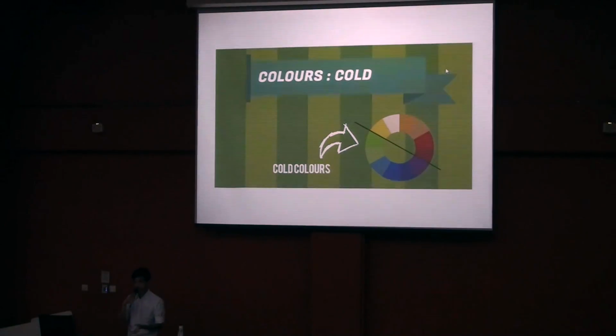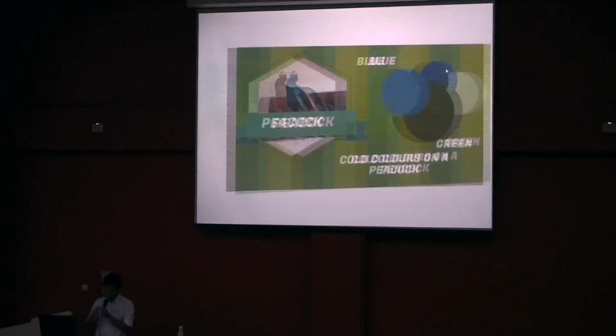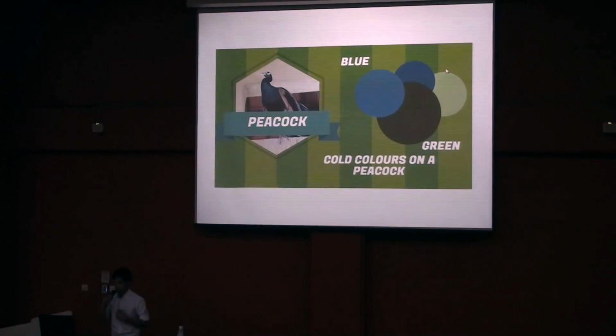Now, there are two spectrums of colors. There's warm and there's cold. Cold consists of green, dark green, blue, dark blue, whatever. For the first bird I will focus on, the peacock, the peacock has blue and green, a mixture of light blue and dark green.